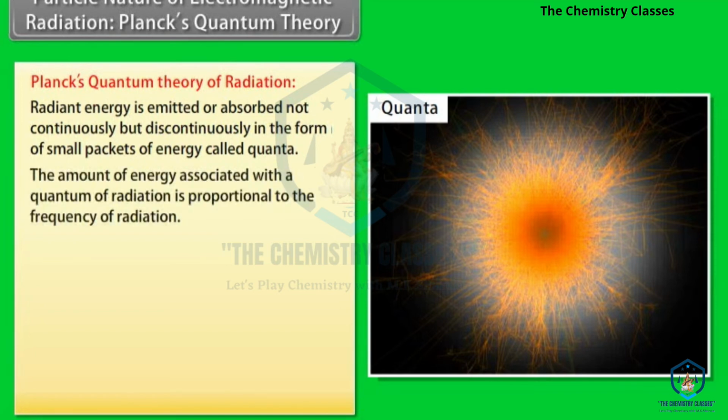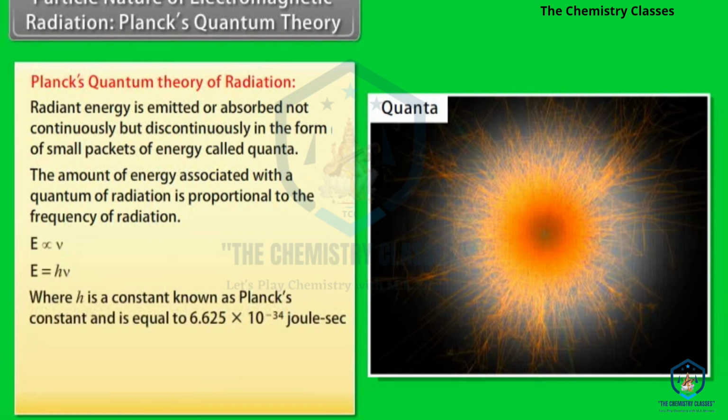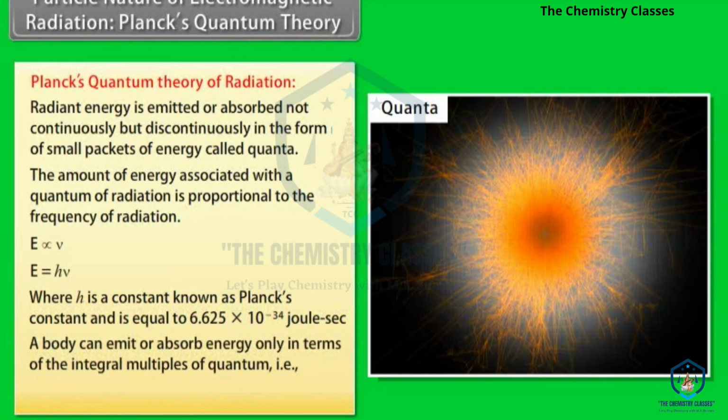The amount of energy associated with a quantum of radiation is proportional to the frequency of radiation, E = h nu, where h is a constant known as Planck's constant and is equal to 6.625 into 10 raised to the power minus 34 joule second. A body can emit or absorb energy only in terms of the integral multiples of quantum, that is, E is equal to nh nu, where n is equal to 1, 2, 3, 4, etc.